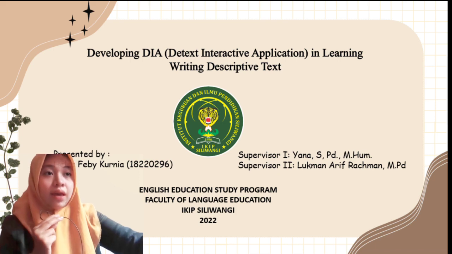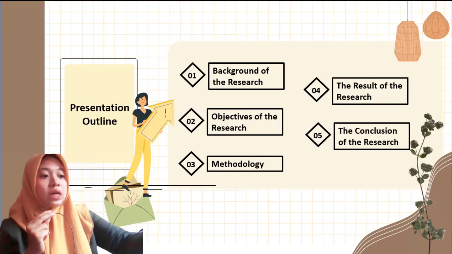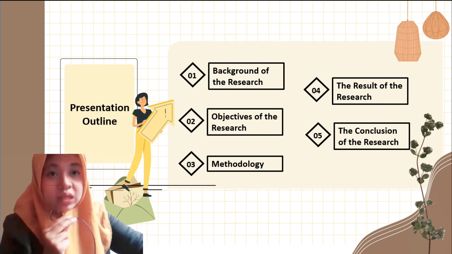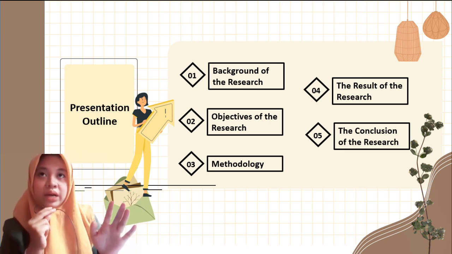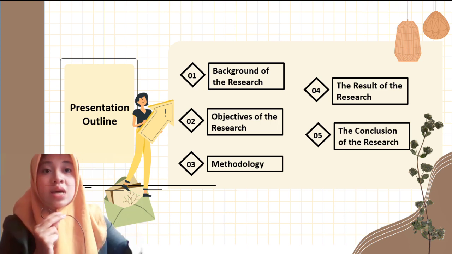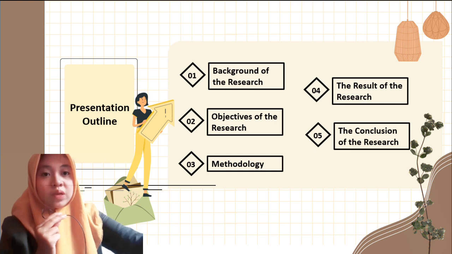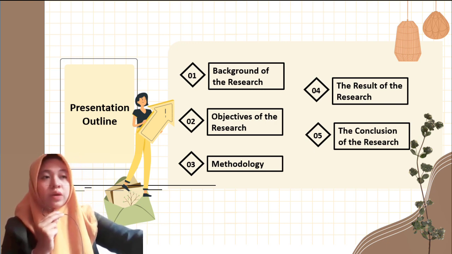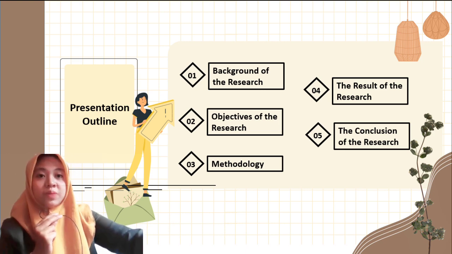So next, here are my presentation outlines. There are 5 outlines. The first one is the background of the research, the second one is the objective of the research, and the third one is the methodology. In methodology, I'm going to explain 5 points: the first one is research method, the second is research design, the third is instrument of the research, the fourth is data collection, and the last is data analysis techniques. Next is the result of the research, and the last one is the conclusion of the research.